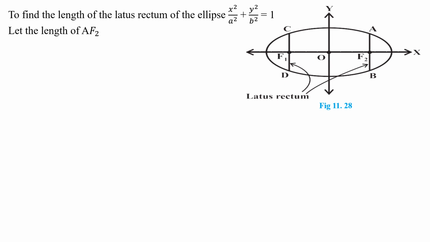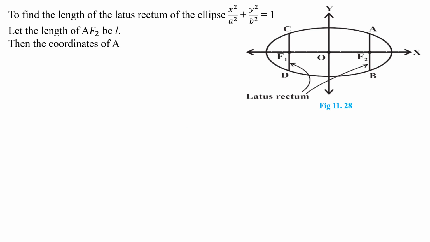Let the length of AF2 be L. Observe this AF2. This is called the length of the semi-latus rectum because AF2 is equal to F2B. This total line segment AB is the latus rectum, but AF2 is said to be the length of the semi-latus rectum. Okay, my children?